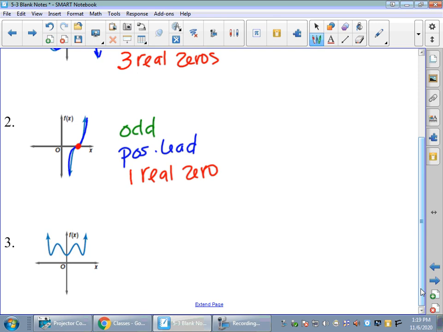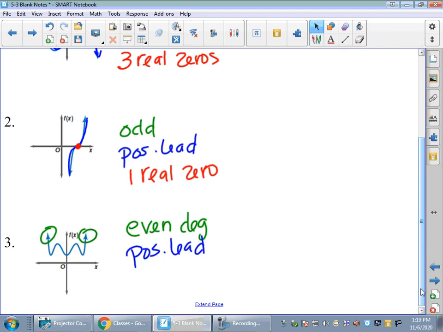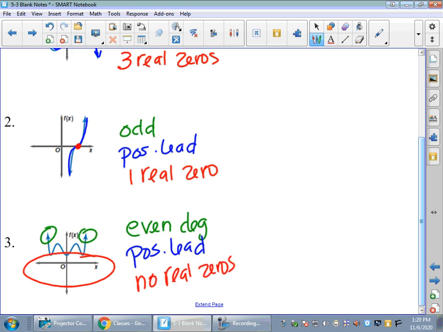And number 3 here, because they both are facing the same exact way, they're both up, and they're both evenly facing the same way. This is an even degree. Because they're both facing up, that means the number out in front is a positive lead. We don't know what the number is, but we know it's positive. And it did not cross the x-axis at all, so we have no real zeros. All of our zeros here would be imaginary.